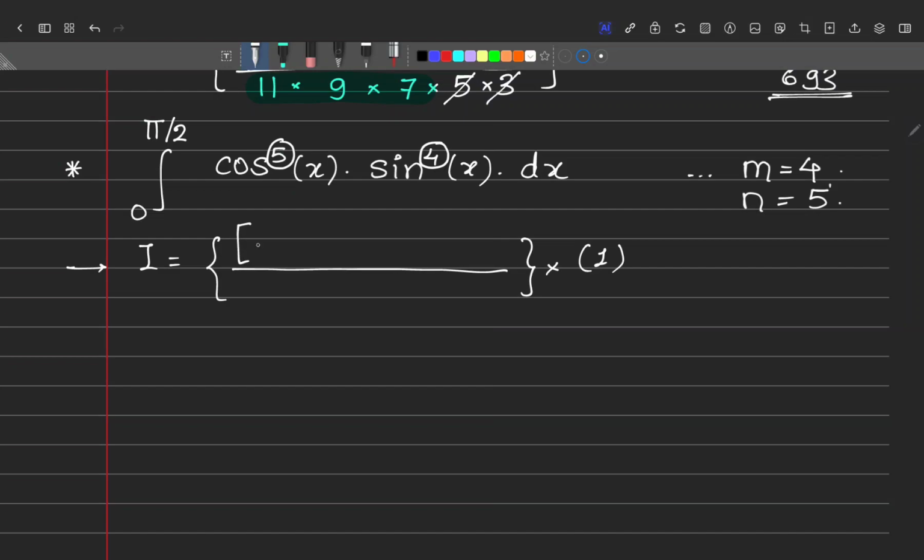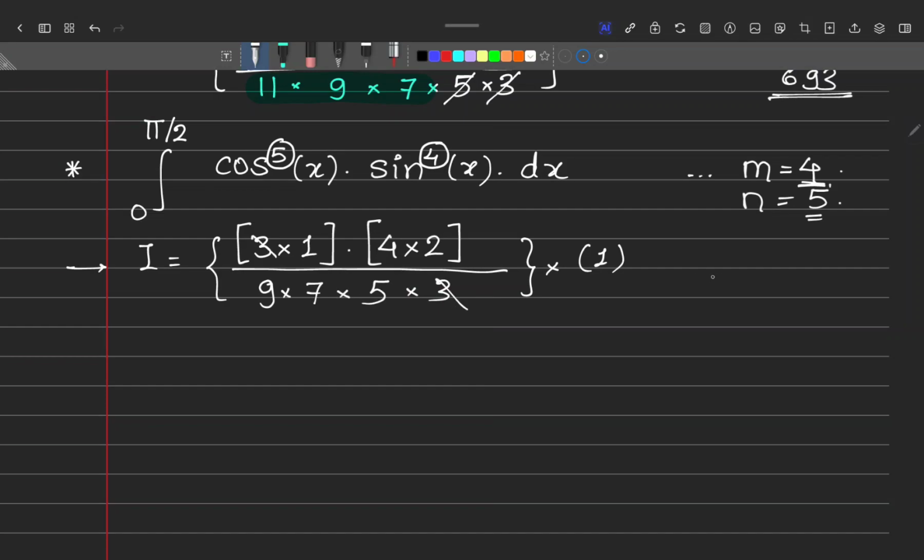So first we start with m minus 1. M minus 1 is 3. So we take the product of all odd numbers here in the first bracket. Then for n minus 1, take the product of even numbers. Then in the denominator we take m plus n. So m plus n is 9. 9 is an odd number, so we take the product of all odd numbers. So that is 3 into 5 into 7.